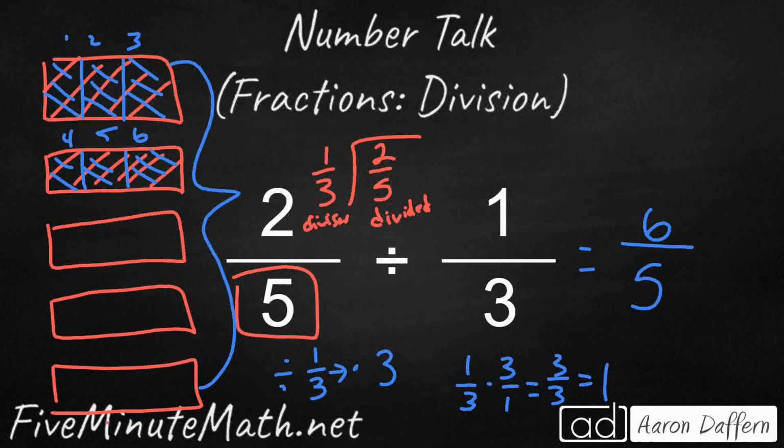Take the number, flip it upside down. That's the reciprocal. So 1/3, the reciprocal is 3. It's really 3/1, but we usually don't say 3/1, we just say 3. And then the inverse operation, you flip that from division to multiplication. Those are the same things. So I can say 2/5 divided by 1/3 is the same as 2/5 multiplied by its reciprocal, 3/1, which also equals the same thing, 6/5.